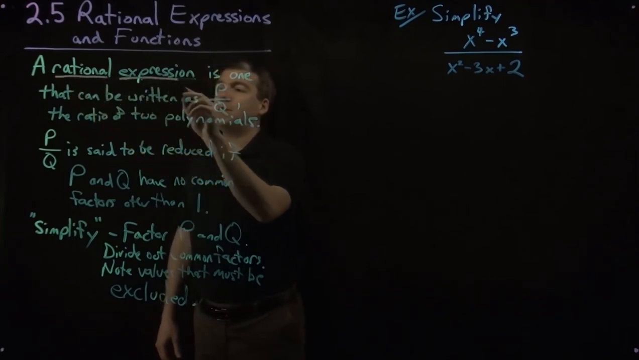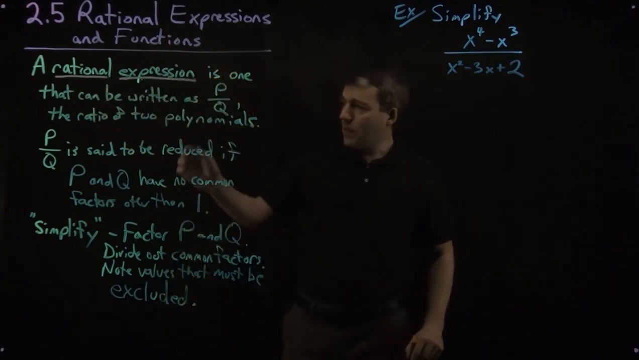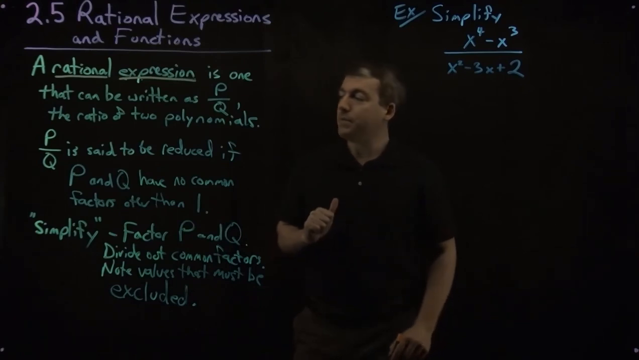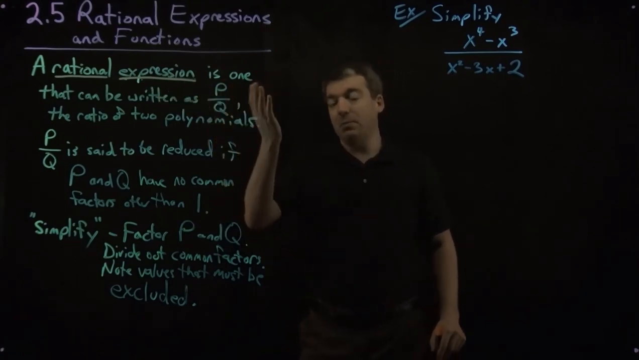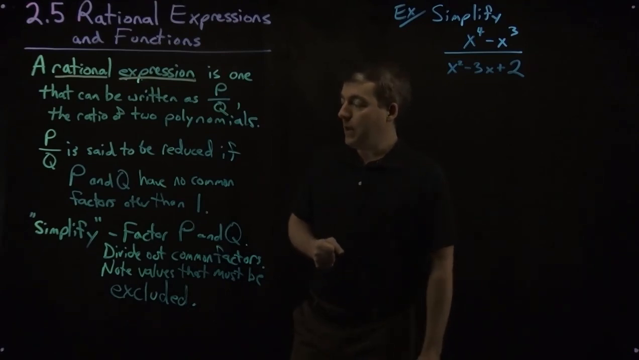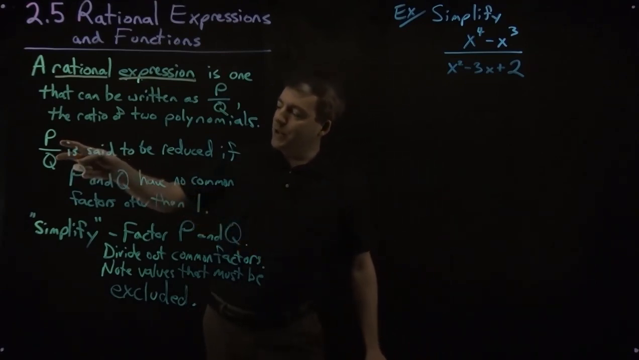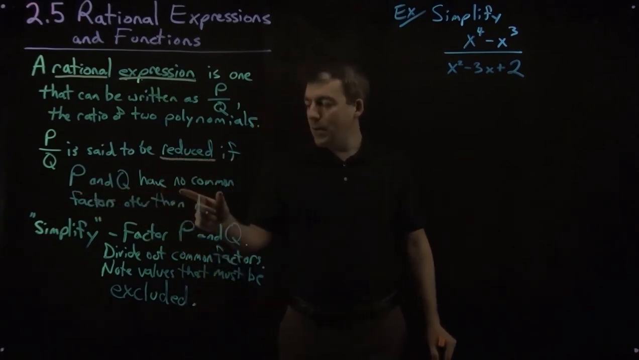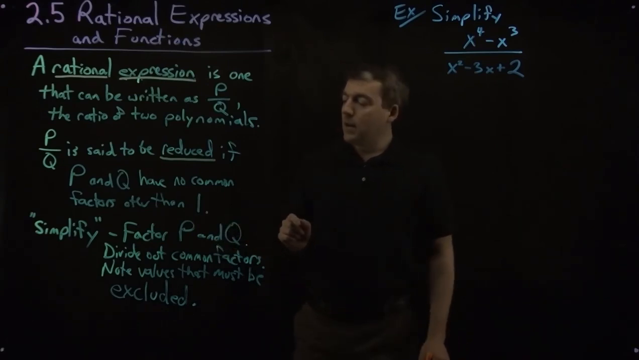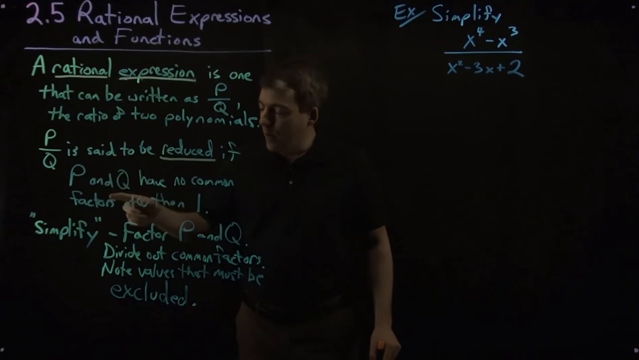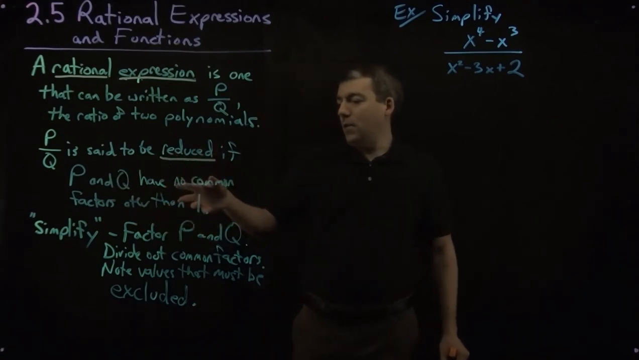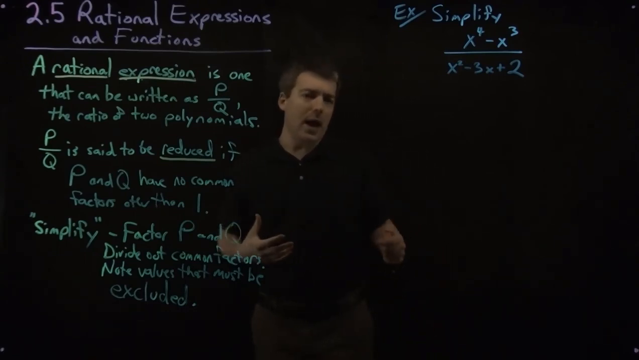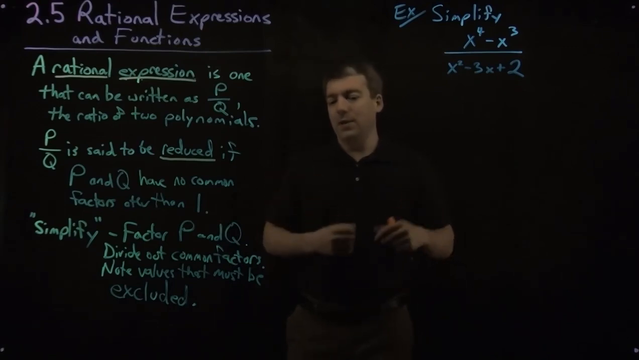A rational expression is an expression that can be written as the ratio p over q, where p and q are polynomials. So basically a rational expression is just a polynomial over another polynomial. We call a rational expression reduced if the two polynomials have no common factors other than 1. Having p over q in reduced form is an important part of simplification, which is what we tend to want to do when we have a rational expression. We get it down to its simplest terms.